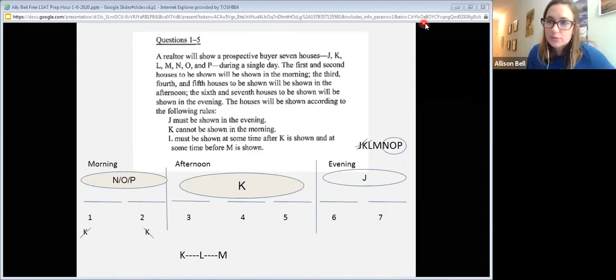I'm going to pause for a moment. Let me know if you had any differences that you'd like to talk about with your diagram, or just any questions about how this one works.